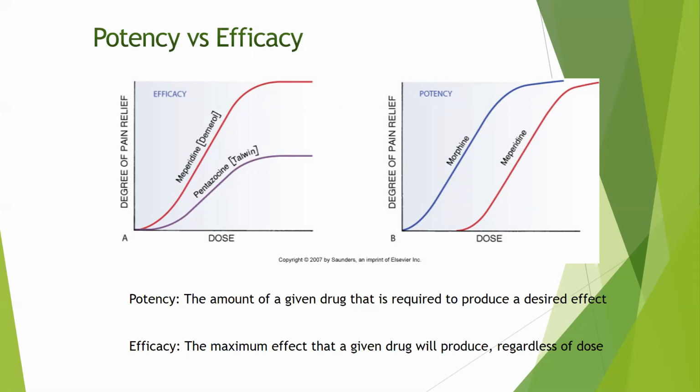In regards to potency, the amount of the drug needed to be effective, which is more effective here at a lower dose when we look at meperidine and morphine? At a lower dose, morphine is more or just as effective as meperidine. More meperidine, also known as Demerol, is needed in order to get the same effect as morphine.